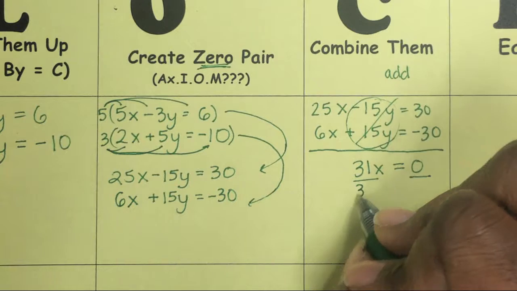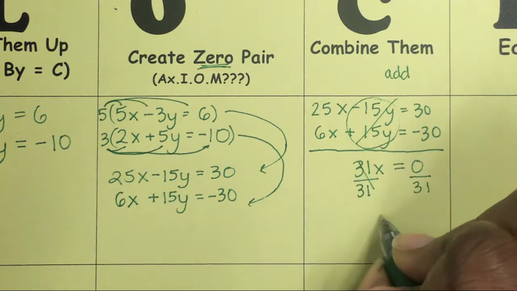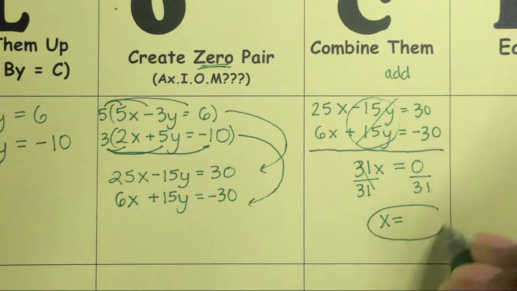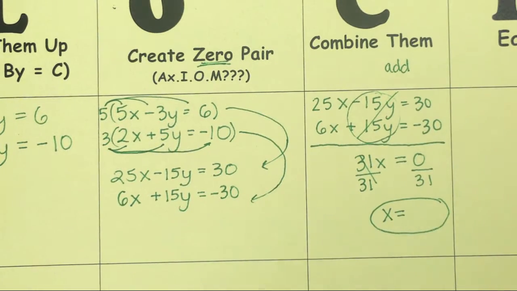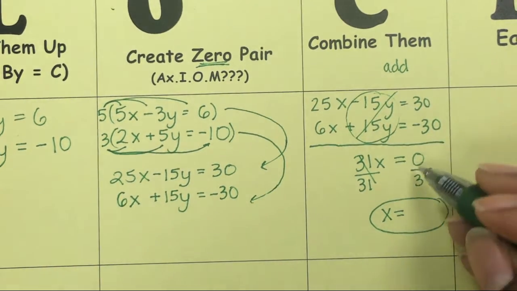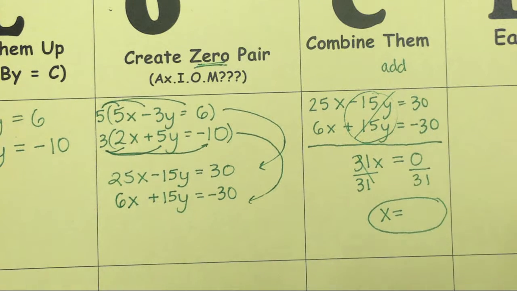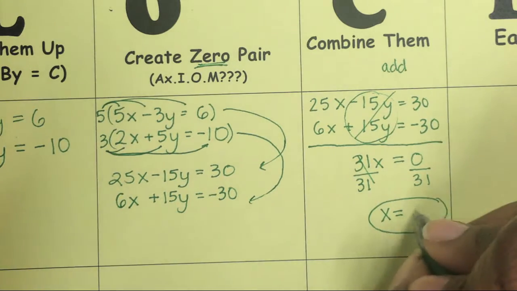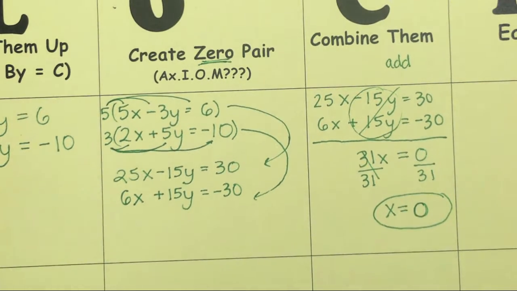Divide by what's with your x, which is 31 on both sides. So x equals, please don't start guessing what that is. Somebody said it was 1 earlier. Somebody said it was 31. 0 divided by, it's like if you don't have nothing, how are you going to divide it for something? So that should be 0 because you still got 0.